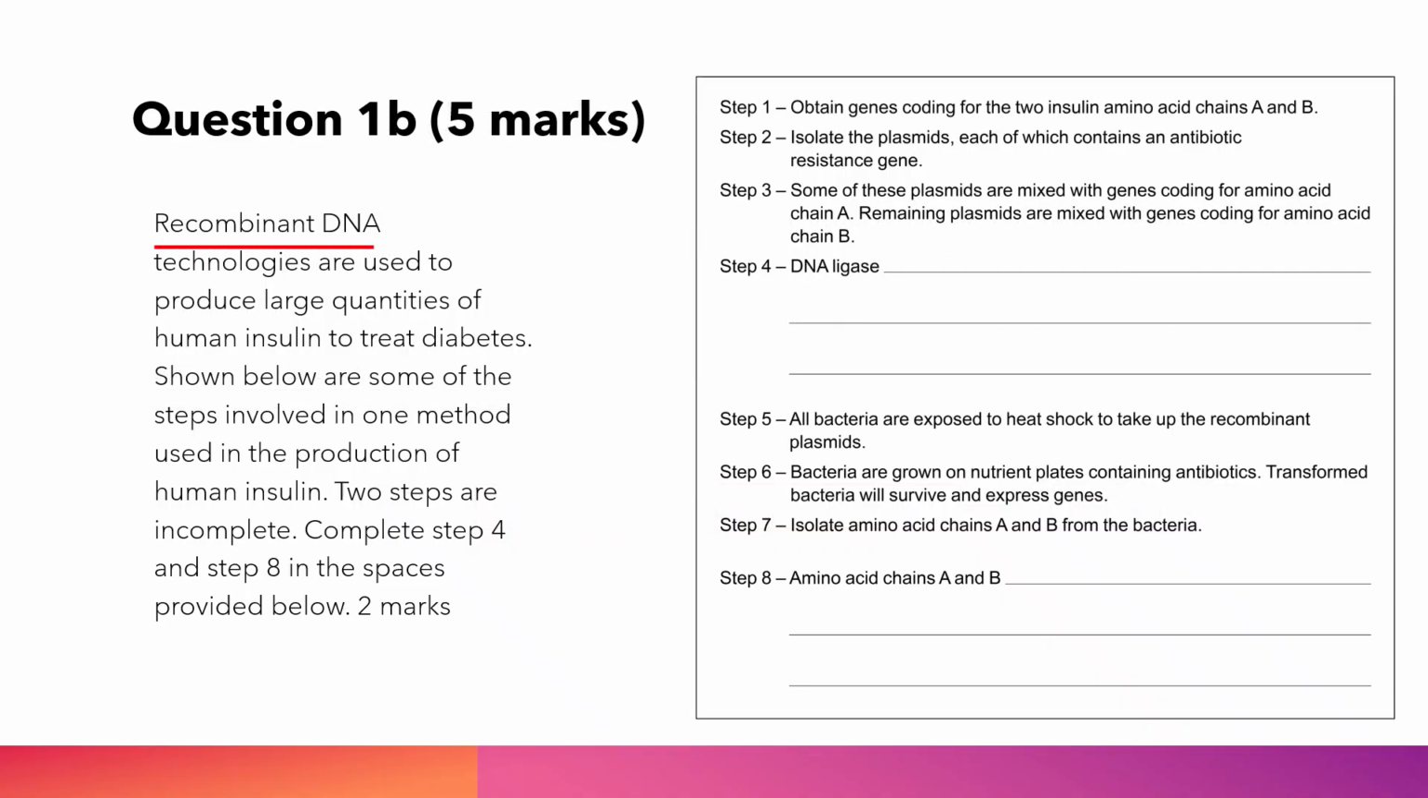Recombinant DNA technologies are used to produce large quantities of human insulin to treat diabetes. Shown below are some of the steps involved in one method used in the production of human insulin. Two steps are incomplete. Complete step 4 and step 8 in the spaces provided below.